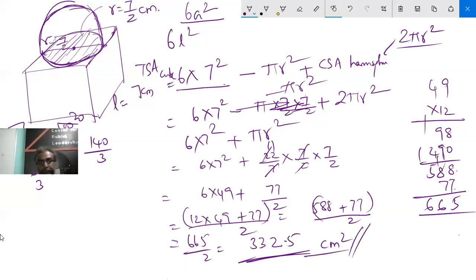So this is also a very simple sum. What is the thing you have to do? You have to imagine.